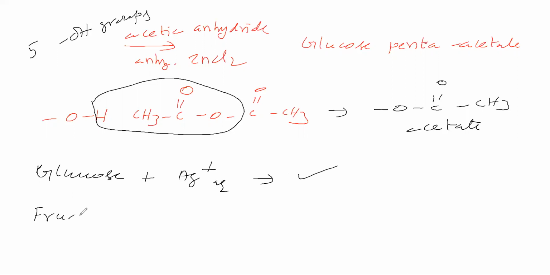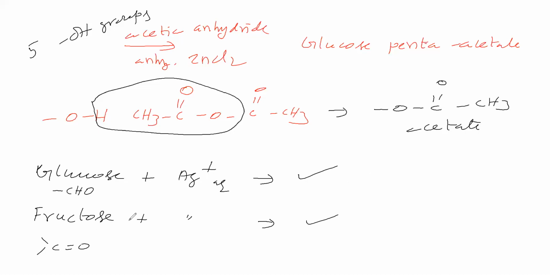Next we will take fructose. Fructose is also a monosaccharide. With Tollens reagent, it also responds to the Tollens test. In fructose the functional group is a ketone. In glucose the functional group is an aldehyde. Glucose responds to the Tollens test because the aldehyde is the functional group. Fructose responds to the Tollens test but its functional group is a ketone. How is it possible?